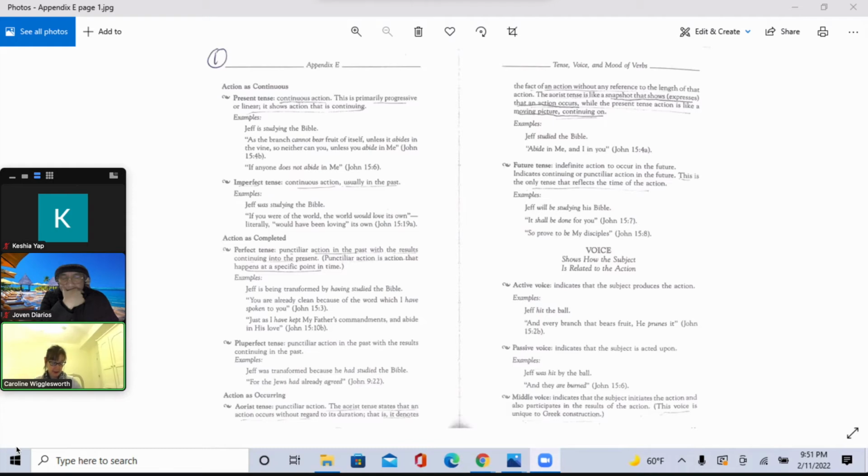Okay, and then you have the middle voice, which indicates both that the subject initiates the action and also participates in the results of the action. And then it says this voice is unique to Greek construction. And then I have to bring up the next page. For example, Jeff hit himself with the ball. I'm going to bring this page up so that you can see this too.